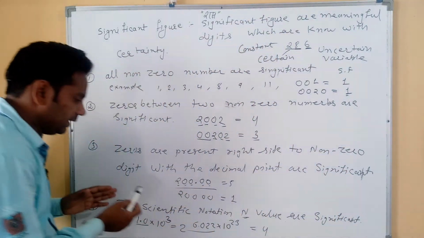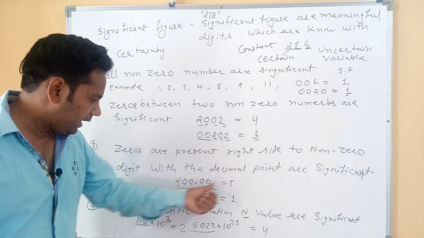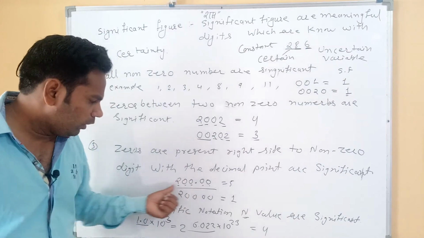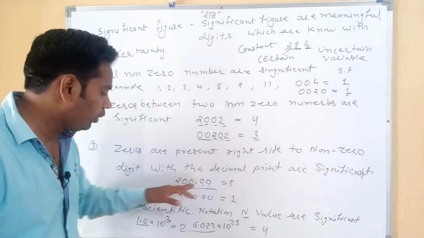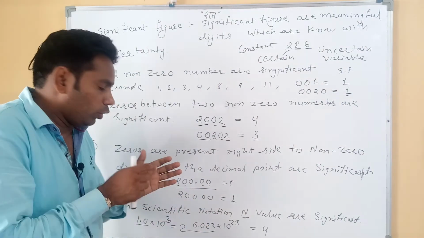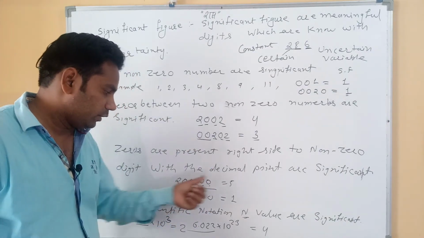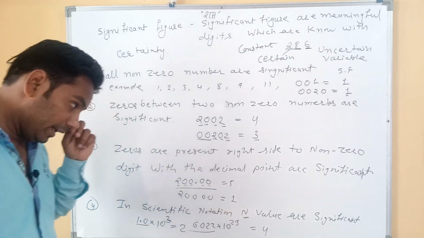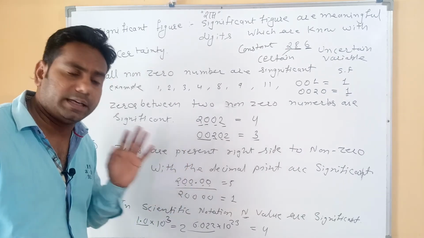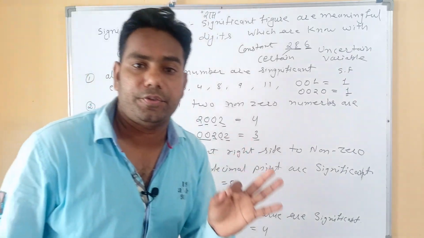Clear? So I mentioned here 200.200. So 2 is non-zero and the whole number contains one decimal point. So all zeros are significant because all zeros are present on the right side of the non-zero numbers. Clear? So our significant figures are 1, 2, 3, 4, 5. So significant figure is 5. And in this number, no decimal point is present. So only 2 is significant. So 1 is the significant figure.